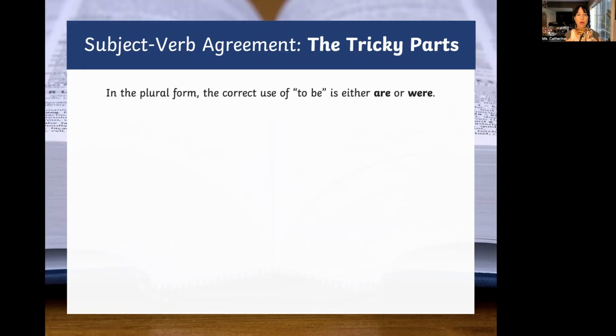Now we're doing the plural form. Before it was the singular, one. The plural is more than one. Good. The correct use of to be is either are or were. Repeat with me. We are. We were. We are excited. Repeat with me. We were excited.